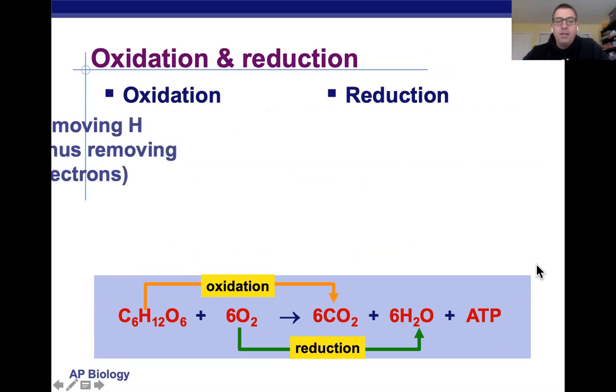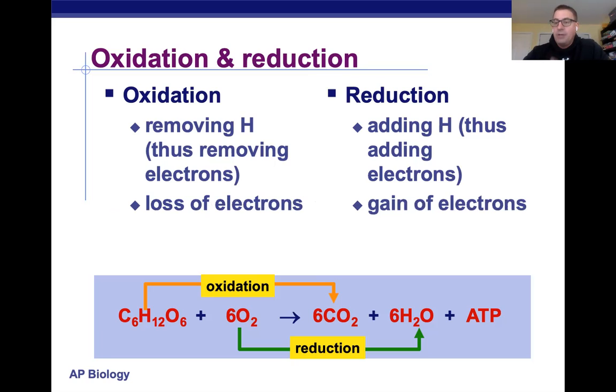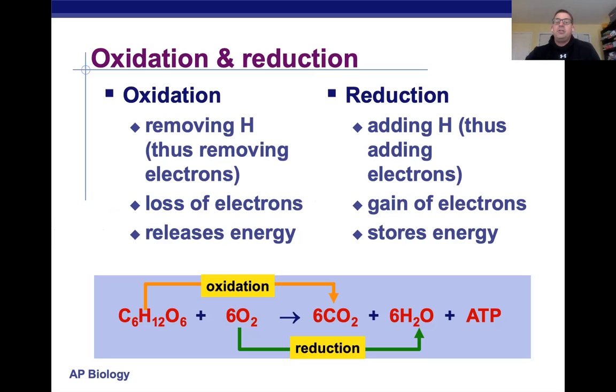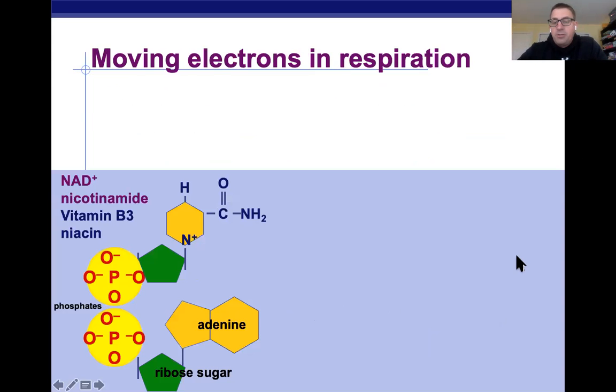and that energy comes from all the energy released in these many redox reactions. To summarize the difference between oxidation and reduction: in cellular respiration, oxidation is removing hydrogen atoms, therefore electrons, and reduction is adding hydrogen atoms and thus adding electrons to an atom or molecule. Oxidation is the loss of electrons, reduction is the gaining of electrons. Oxidation reactions release energy, and reduction reactions store energy.